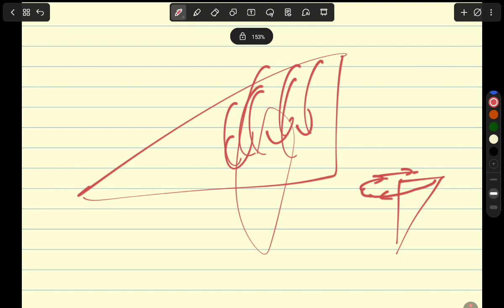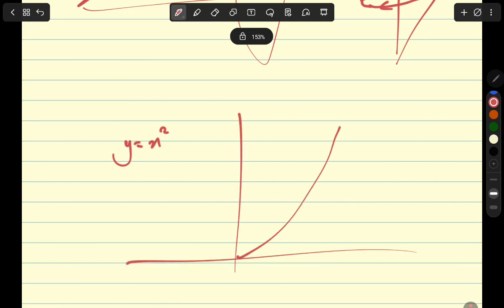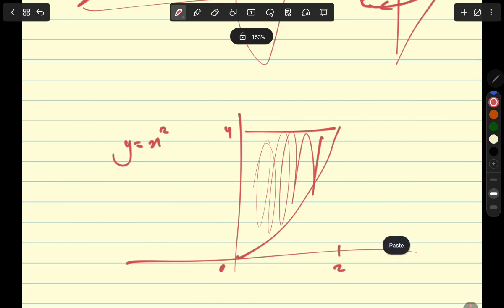Okay. Now, suppose I draw the curve y equals x squared, between x is equal to 0 and x is equal to 2. So let's say that the curve is like this. Right? Now, in 2D, it's just a flat region. Now imagine grabbing the x-axis and spinning the entire shaded region around it.